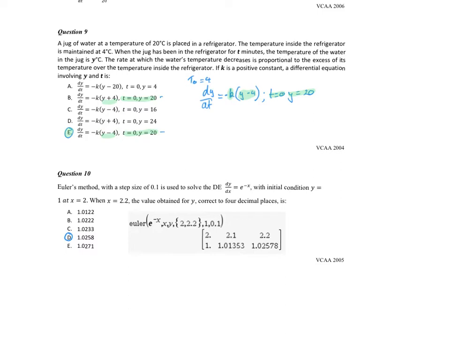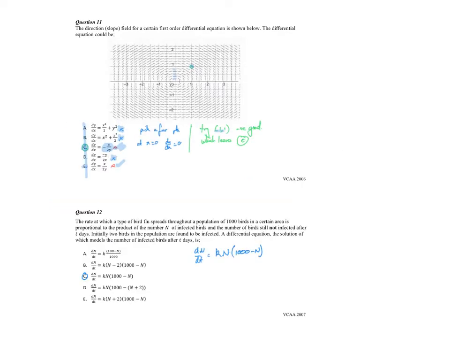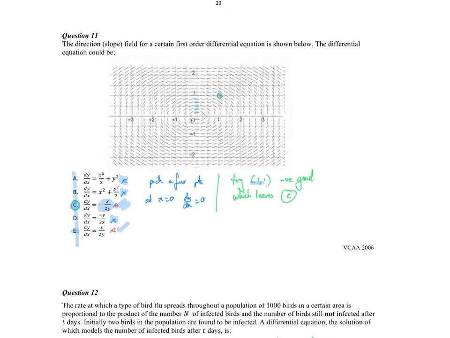All right. Another Euler: dy/dx is e to the minus x, independent, dependent. At x equal to 2, y is equal to 1. That's what that means. And we want to go up to 2.2, so that's my upper limit, and I'm going up by 0.1. The answer is 1.02578. All right, so let's have a look at our slope field.